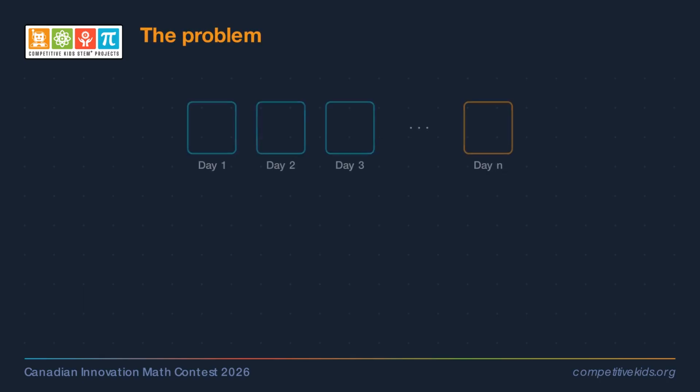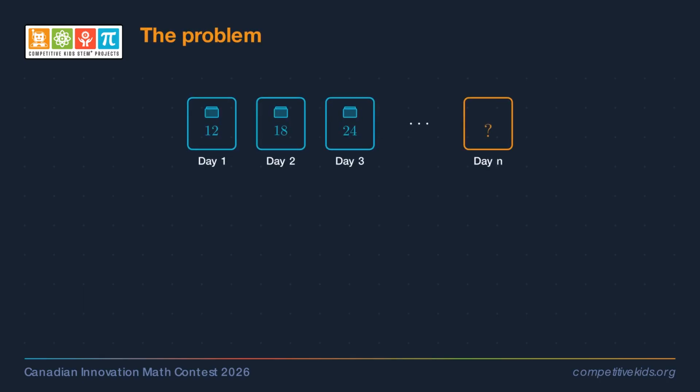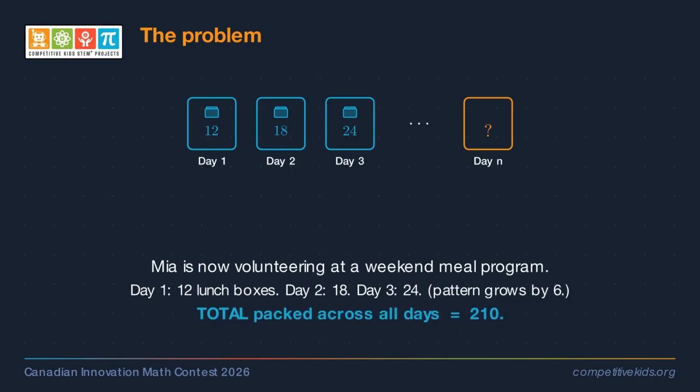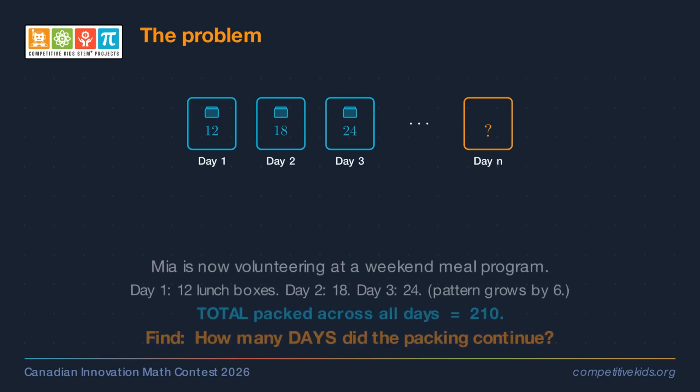Here's another counting problem. This time we're going to flip it. Mia is now volunteering at a weekend meal program, packing lunch boxes. On day 1, she packs 12 boxes. On day 2, 18. On day 3, 24. The pattern grows by 6 each day. After several days, the total number of lunch boxes packed is 210. The question is, how many days did the packing continue?